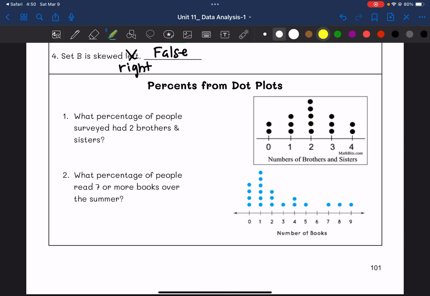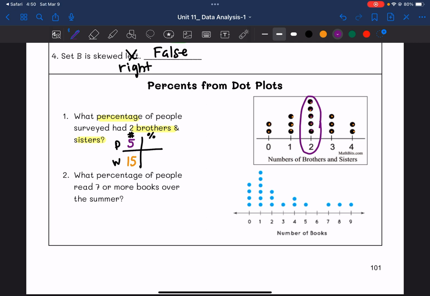It says, what percentage of people surveyed had 2 brothers and sisters? So looking at this, the first thing I want to do is set up a proportion box. It'll be number, percent, part to whole. I need to count up all of these first. That'd be 1, 2, 3, 4, 5, 6, 7, 8, 9, 10, 11, 12, 13, 14, 15. So 15 goes right here. Then I need to find out how many have 2 brothers and sisters. That would be 1, 2, 3, 4, 5. So 5 goes right here.